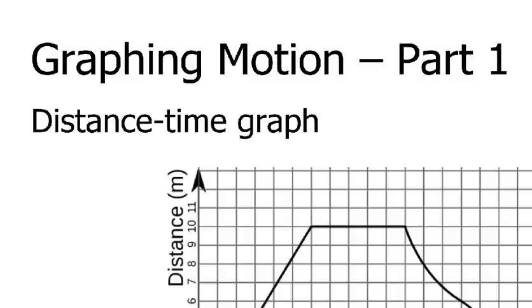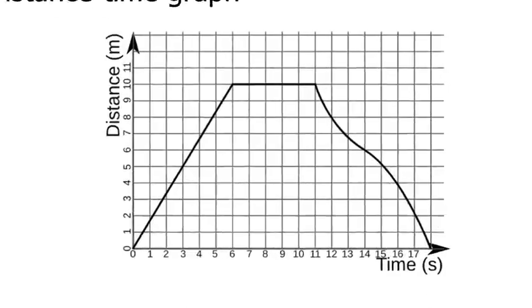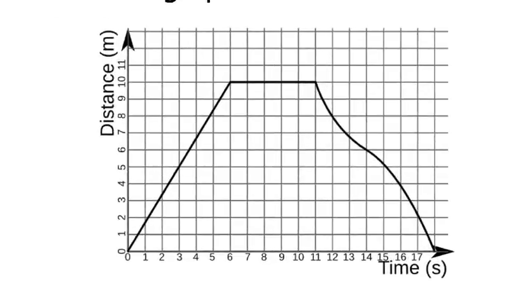Okay, so this is the first video in a series about graphing motion. In this video we're going to talk about a certain kind of motion graph. It's called a distance-time graph. This is going to tell us something about the motion of an object. What we have on this graph is the position of the object plotted over time.